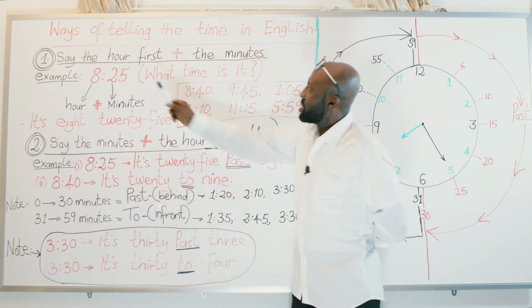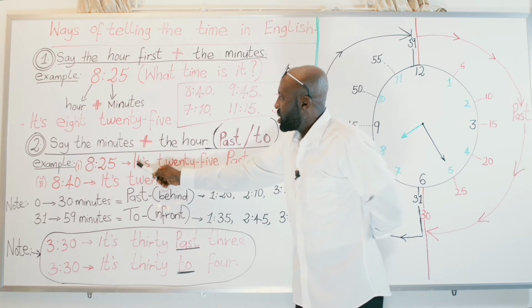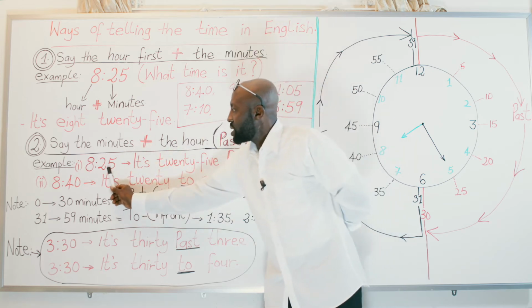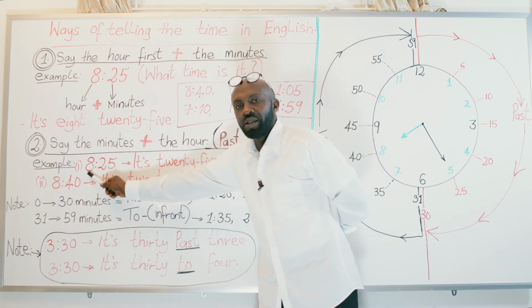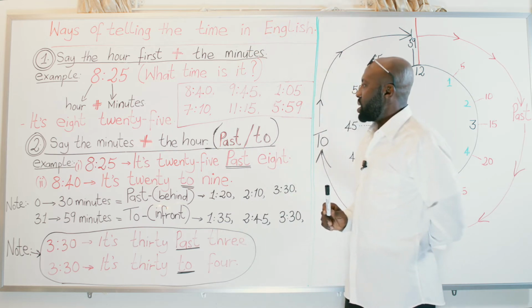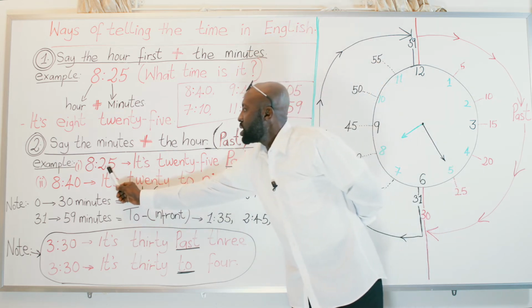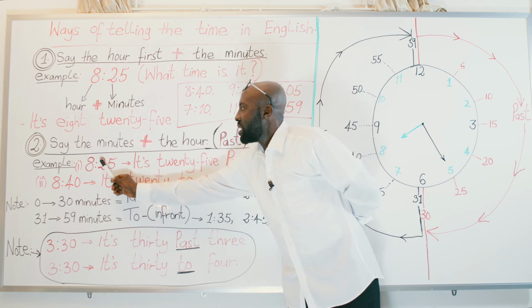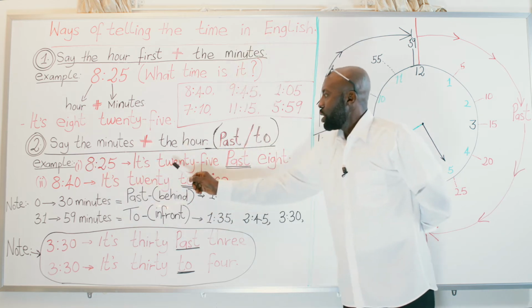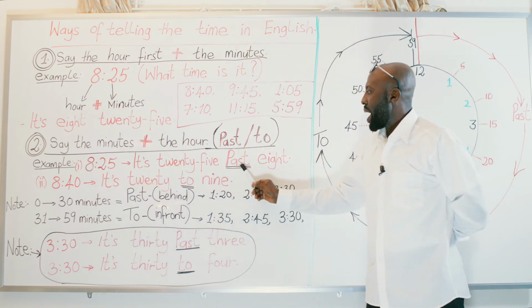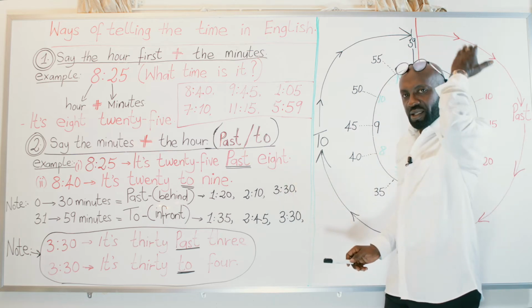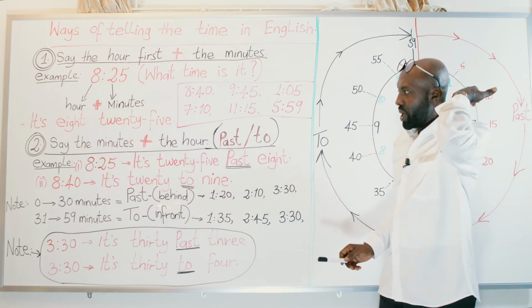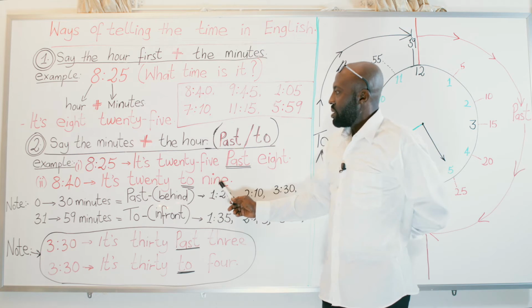8:25 is the same hour here. What time is it here? You have to say the minutes first before you say the hour. So what time is it? It's 25 past 8. So it's 25 past 8. Past, behind. Okay.